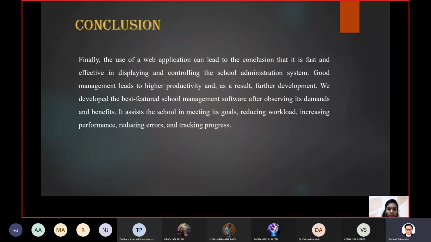Overall, I can say the school administration software is fully integrated internet programming, which can be used and handled for all school tasks. It will also keep track of school operations and maintain the relationship between the students, staff and management. The web application leads the system to be fast and effective in accessing and tracking the school administration system. Yeah, that's all from my side. Thank you.